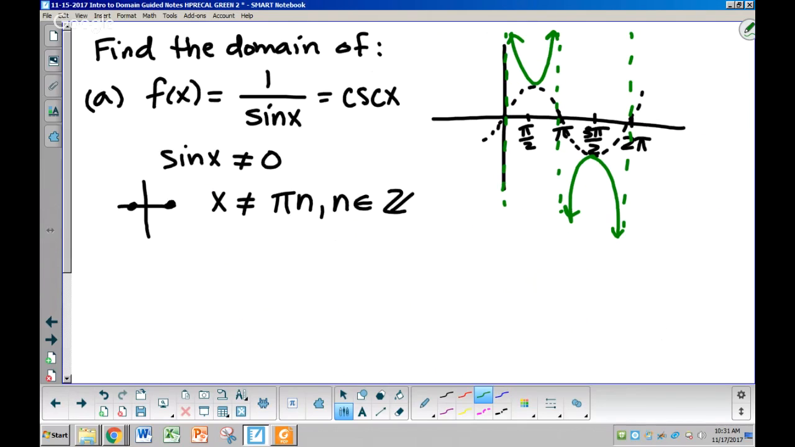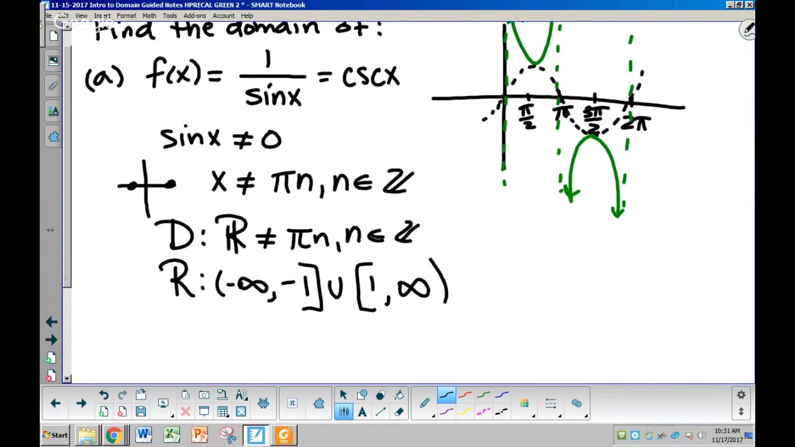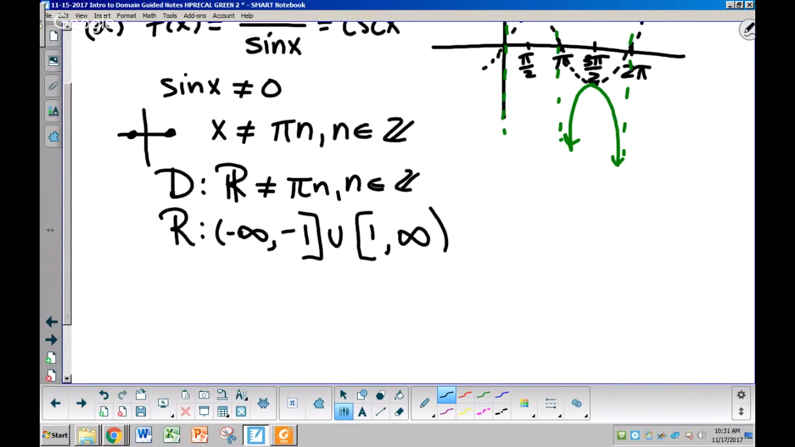And if we wanted to state what the range was, so we would say the domain here, this is how we would write it: all reals not equal to pi n, an element of the integer set. And then the range, what are all the possible values of y? Good. Whoops, negative infinity to -1 inclusive, union 1 inclusive to infinity. That's not too bad.